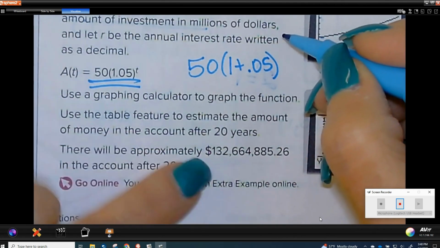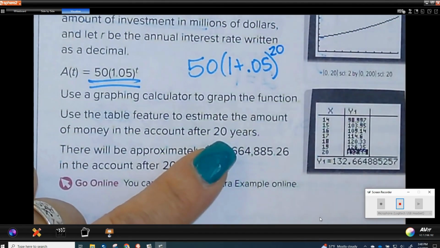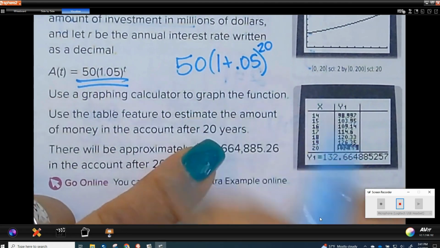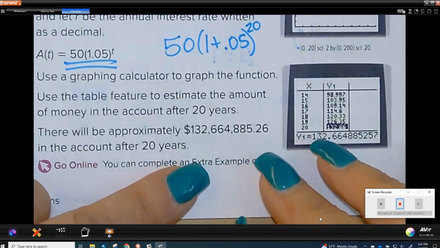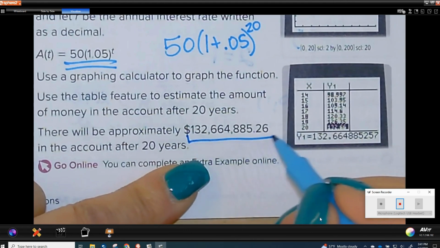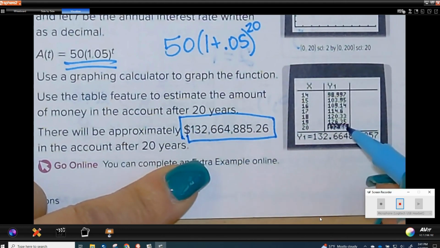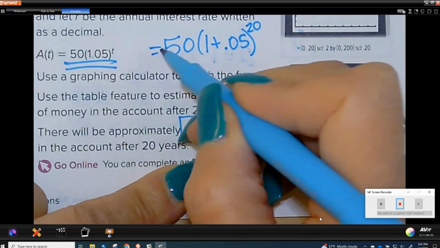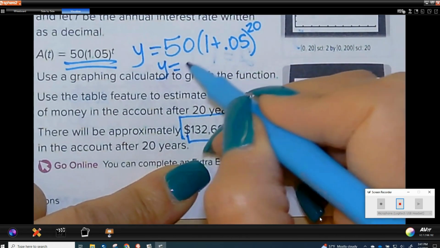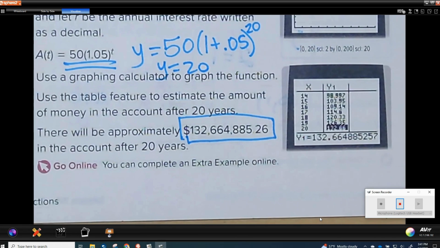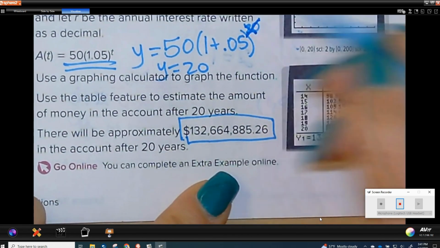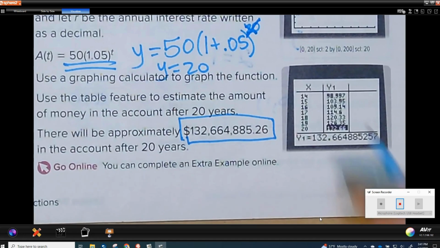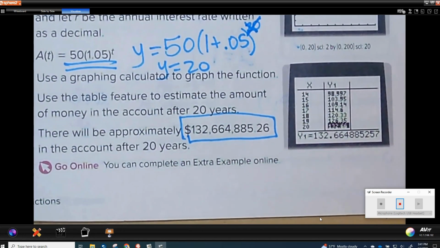So this one says how much money in 20 years. You could do this in a calculator. But either way, it's going to be 132 million in 20 years. They graphed it. And you could graph the equation y equals this and y equals 20 and see where they intersect. This would be an x. And see where they intersect. It'd be 132 million. 132.6 million, maybe 7.